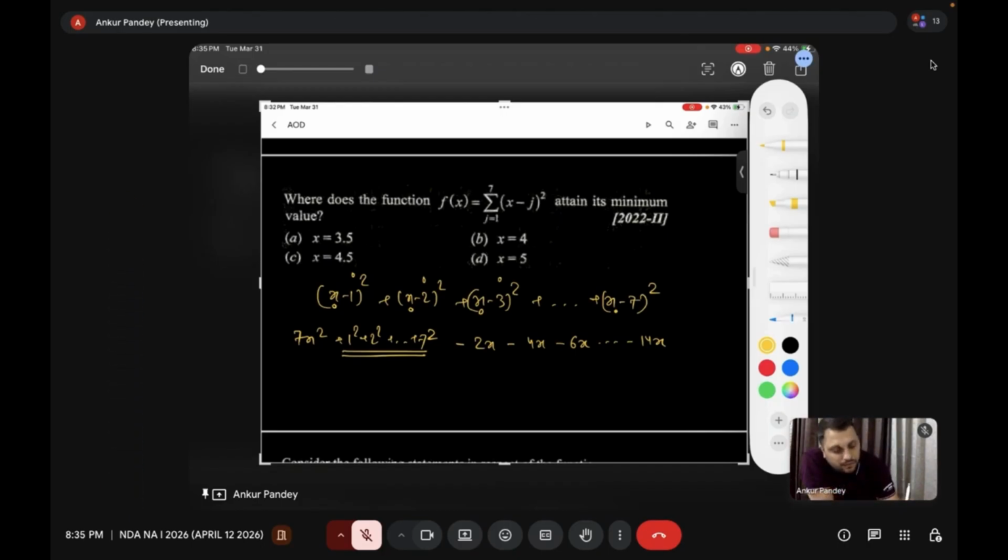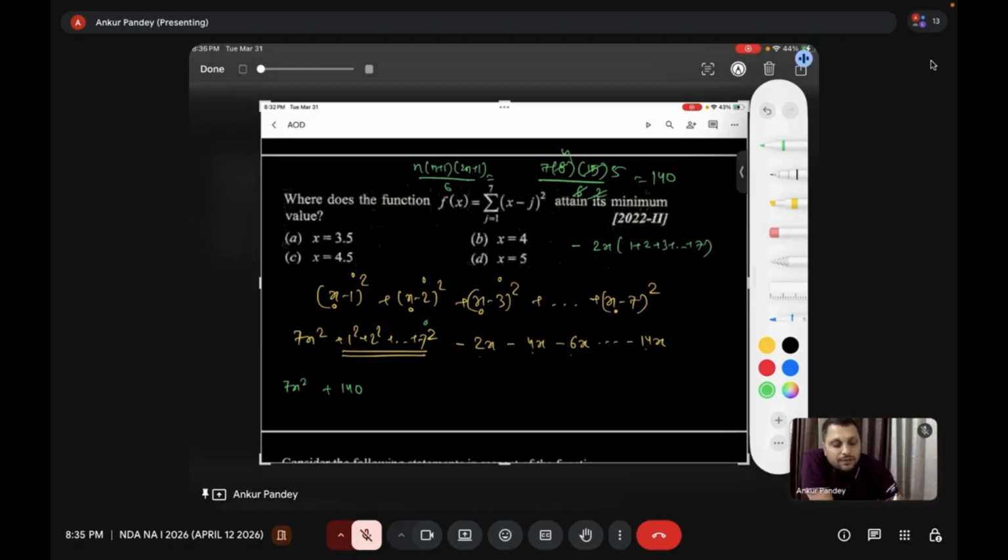So 7x square as it is. The sum of square terms is n times n plus 1 times 2n plus 1, whole by 6. So for n equal to 7, it's 7, 7 plus 1, 15 by 6. Understood? 3 2s are, 3 5s are, 2 4s are, 27, 140. Yes or no? Clear? And look here, 2, 4, 6 up to 14. If I take minus 2x common, it is 1 plus 2 plus 3 up to 7. Yes or no?